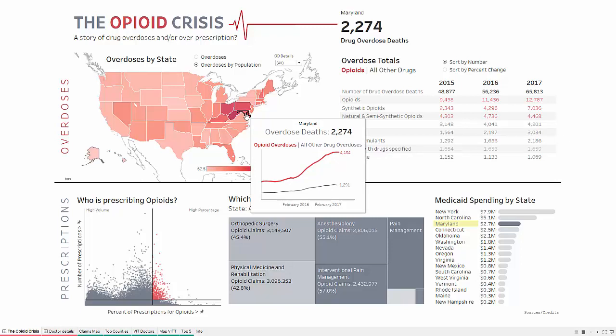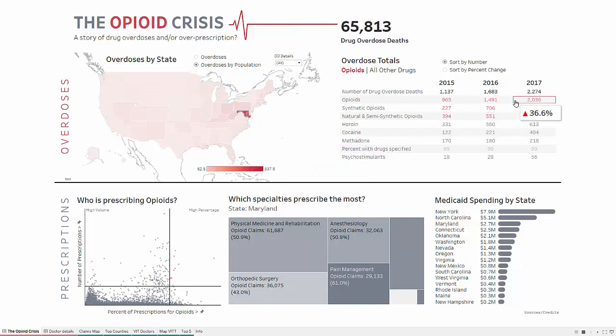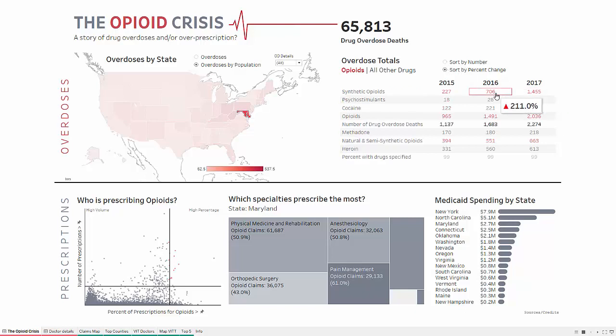So let's click on Maryland and explore what is happening there. Well, we can see the raw numbers over here and the percent growth rates. In fact, if we sort by percent change, we can see that the highest growth is with synthetic opioids. So that's fentanyl and drugs similar to that. And it's part of the pipeline of prescription drugs to addiction and then tragically to overdosing.